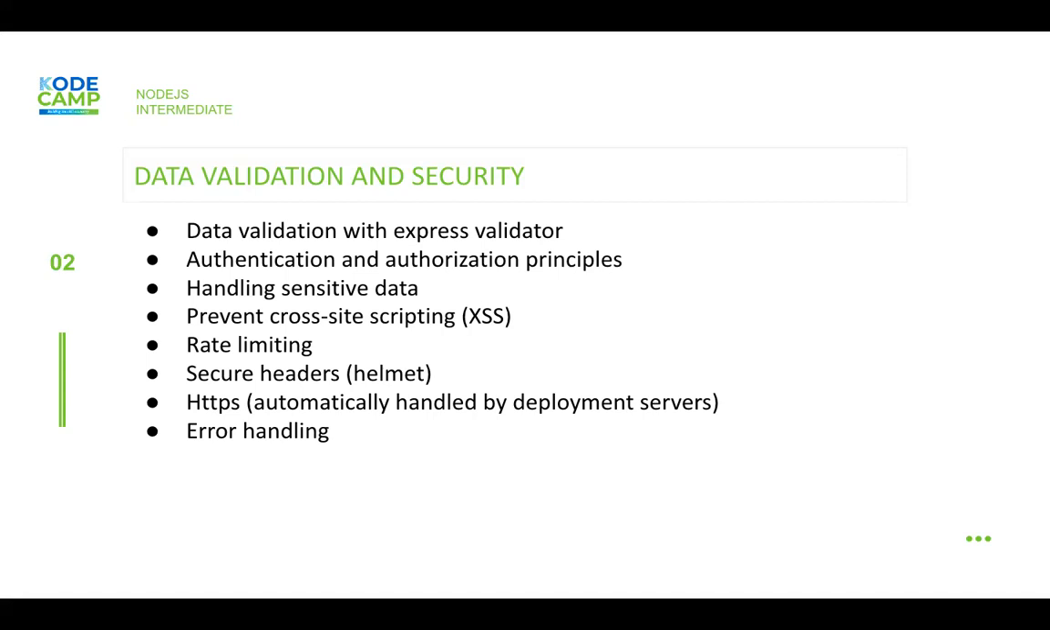Okay, so today we're still on data validation and security, and then we're done with one. This is data validation with Express Validator. Today we will cover a whole lot of things: authentication and authorization principles, handling sensitive data, preventing cross-site scripting, XSS, and then rate limiting, secure headers with Helmet, and then HTTPS, which is automatically handled by deployment servers.